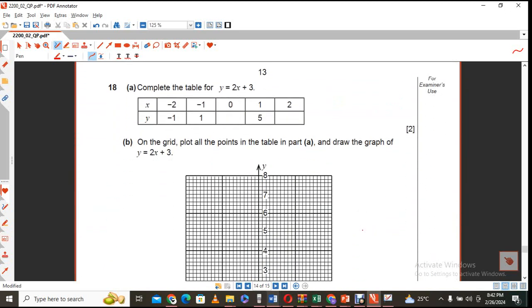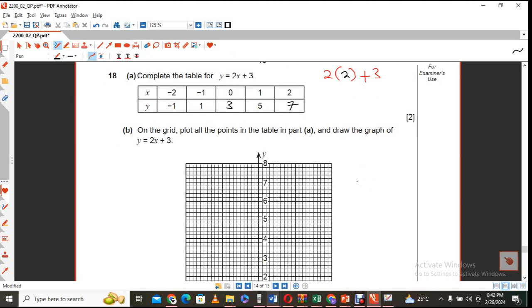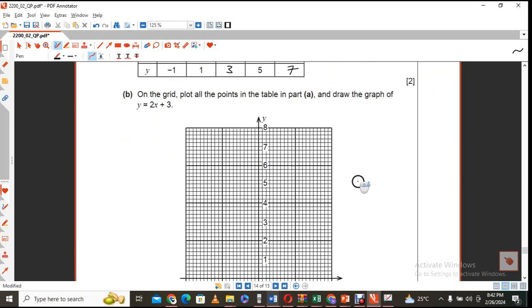Alright, so we have got question 18, the table of values here. If you were to put 0 over here, 2 times 0, you get 3 as an answer. If you go back and remove that 0 and replace it by 2, that is 4 plus 3, that'll give you 7. Are we together? Now on the grid, we're going to plot all these points and draw the line.